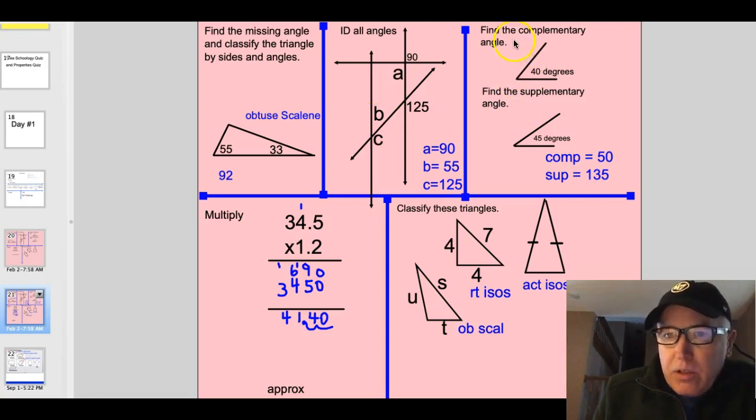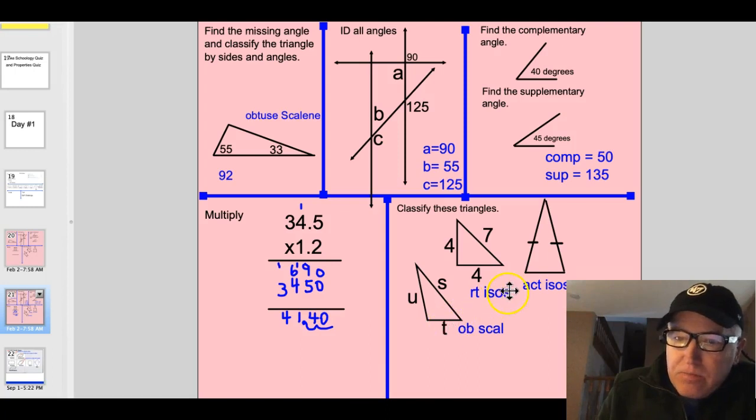The complement angle here, well, 90 minus 40 would give you 50 degrees, and 180 minus this 45 degree angle here would be 135 degrees. When you multiply these out, don't forget to carry the 0. You would have 41.4. You got two decimals, so you take the decimals out and then just put them back in at the end if you forgot how to do that. So there's a quick reminder. This is not an approximate answer, that's an exact answer.